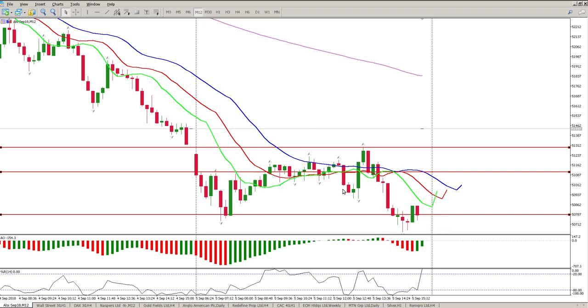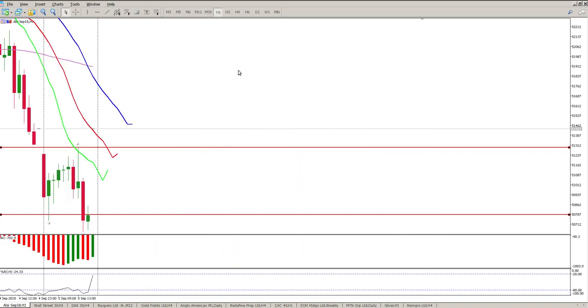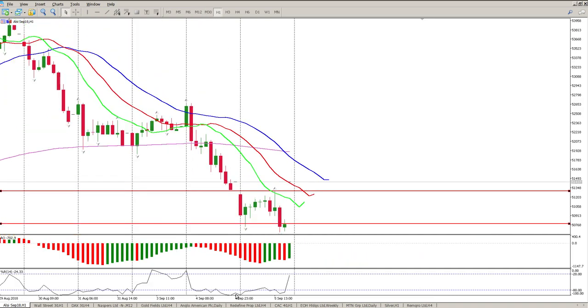What I'm looking at the moment is we do have a bit of divergence here. You can see how price is making lower lows, whereas the oscillator is making a higher low. So there's definitely divergence here. You can see we've got divergence on the awesome oscillator as well.